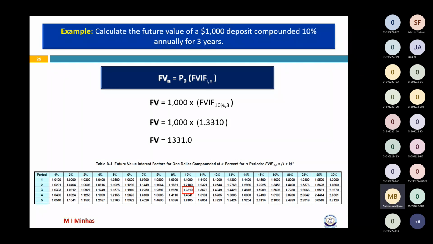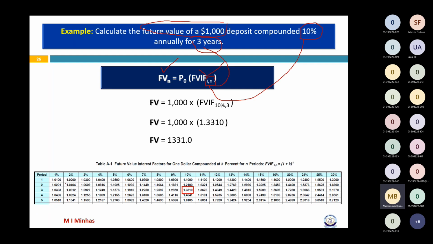In this question, we were required to calculate the future value of this amount, that is a $1,000 deposit compounded at 10%. This is the interest rate, and the number of years was 3. Using the future value interest factor table, the basic formula was future value equals principal amount into the future value interest factor for a particular I and a particular N. In our case, I is 10% and N is 3.